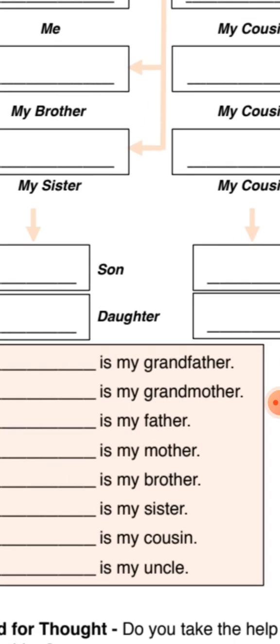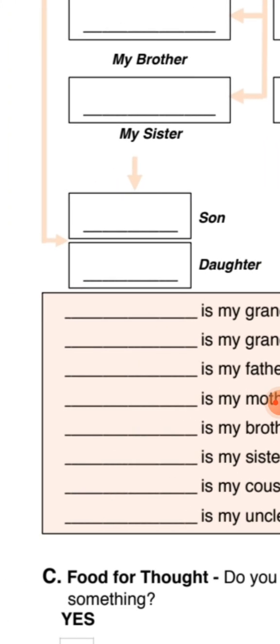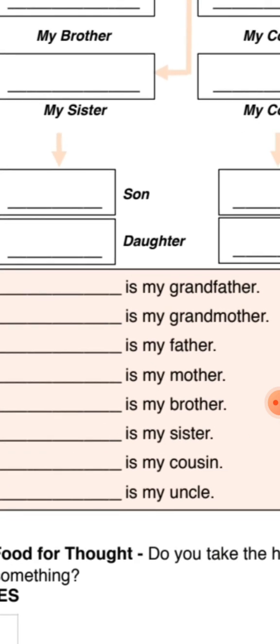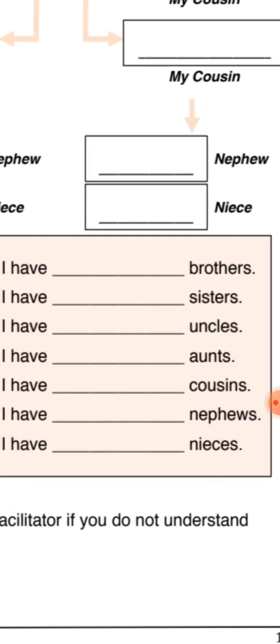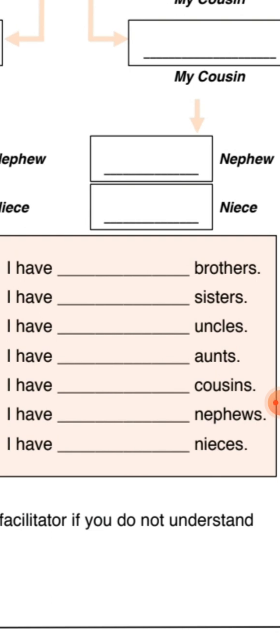And here is your grandfather: you have to put the names of them, like your grandfather's name, your grandmother's name, your father's name, your mother's name, your brother's name, your sister's name, your cousin's name, and your uncle's name. And here you have to write the number of siblings.